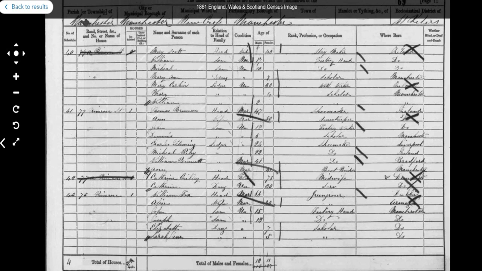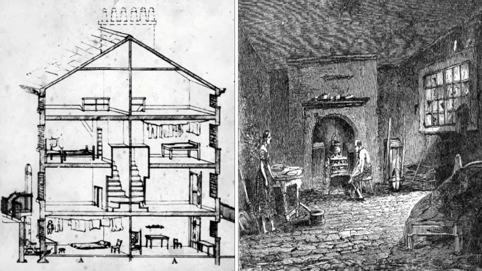The likelihood is, and we don't actually know this, but the likelihood is that they were probably living in what we call a cellar dwelling. Okay. Now, cellar dwelling, if we just move on to the next slide. Okay, so we've got a typical cellar dwelling on the right, and then we've got back-to-back houses on the left.